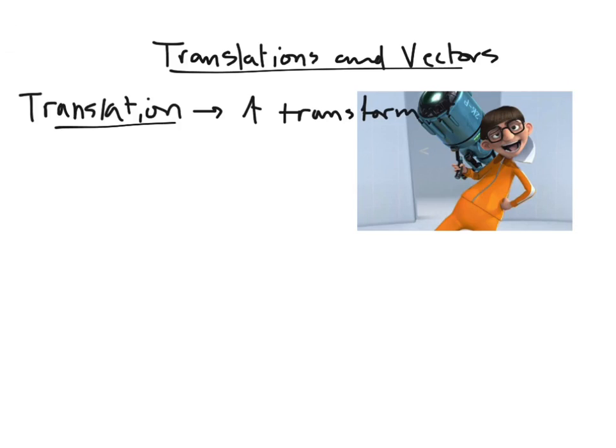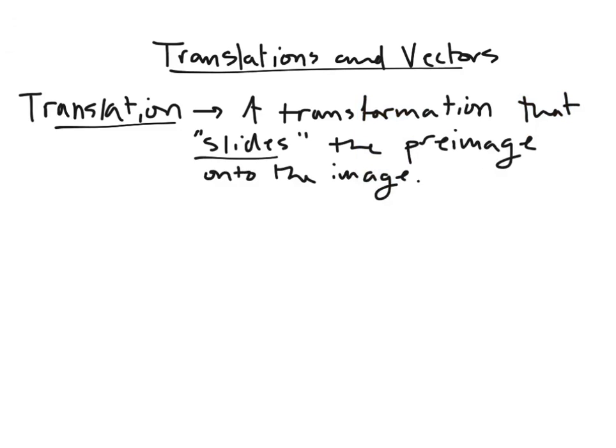Mathematical vectors. We already know that a translation is a transformation that slides the pre-image onto the image. Here are some properties of a translation. If we have points P and Q that are translated, they just slide. The distance that they slide is the same, so those two segments are congruent, and they're also parallel.